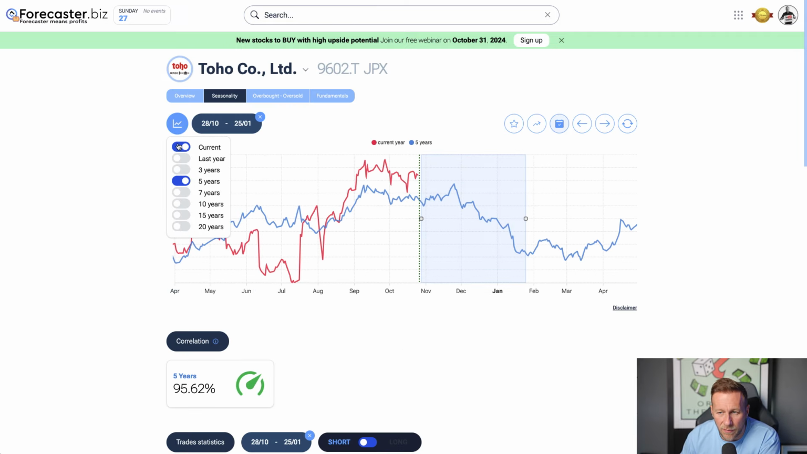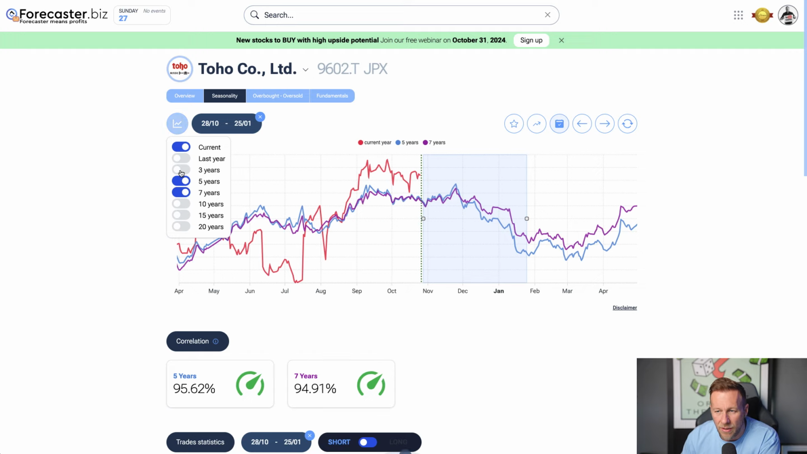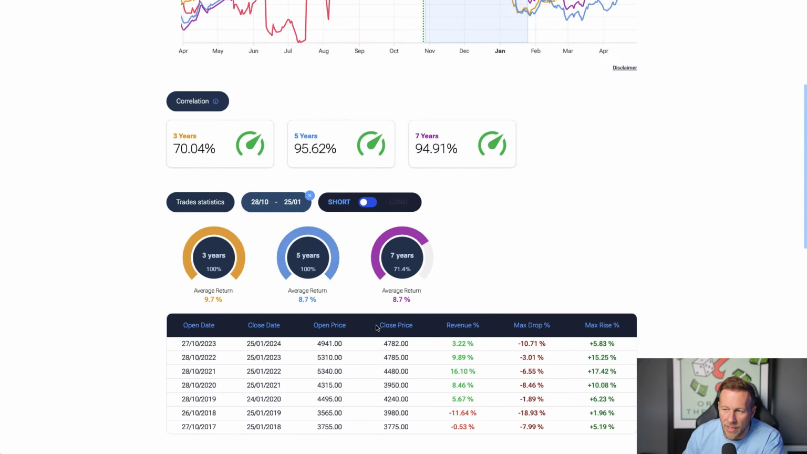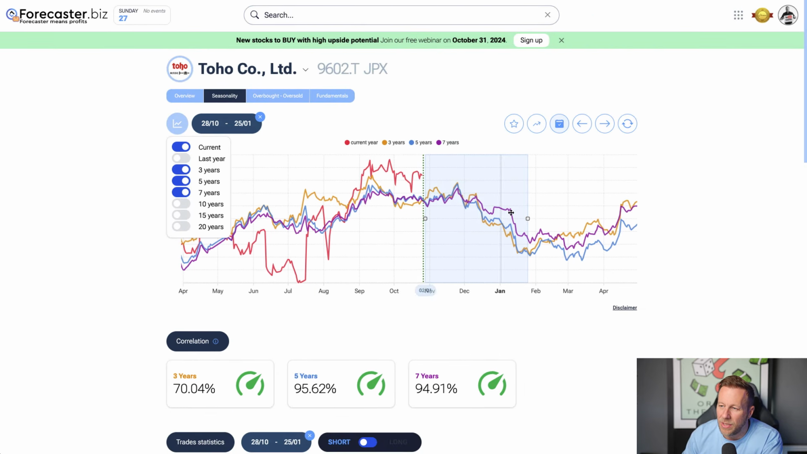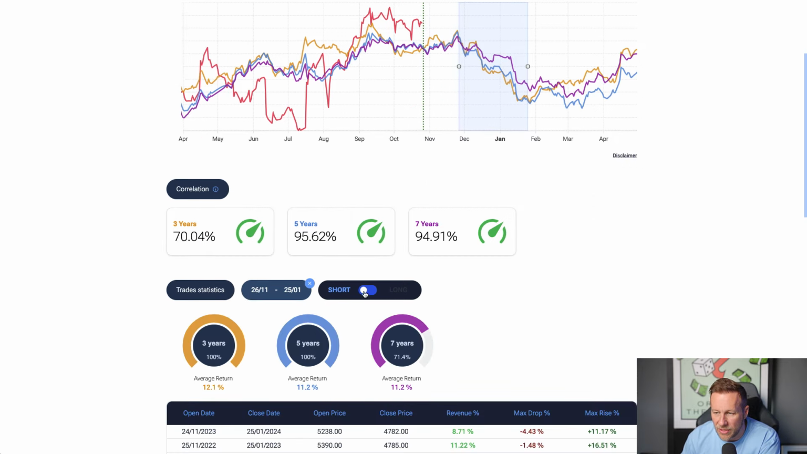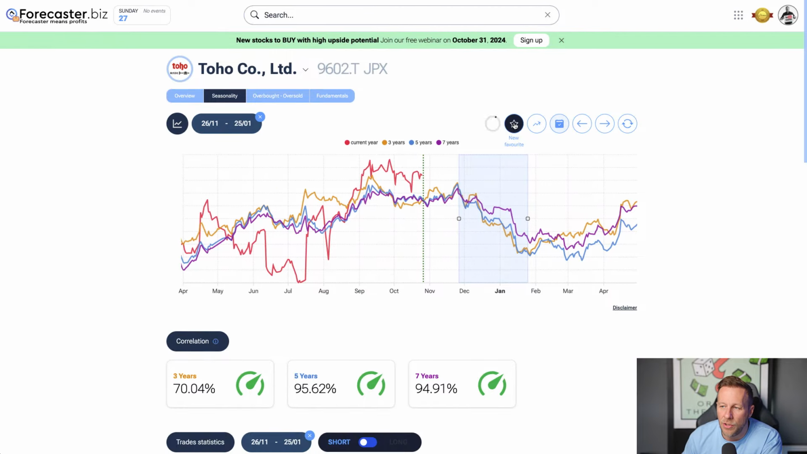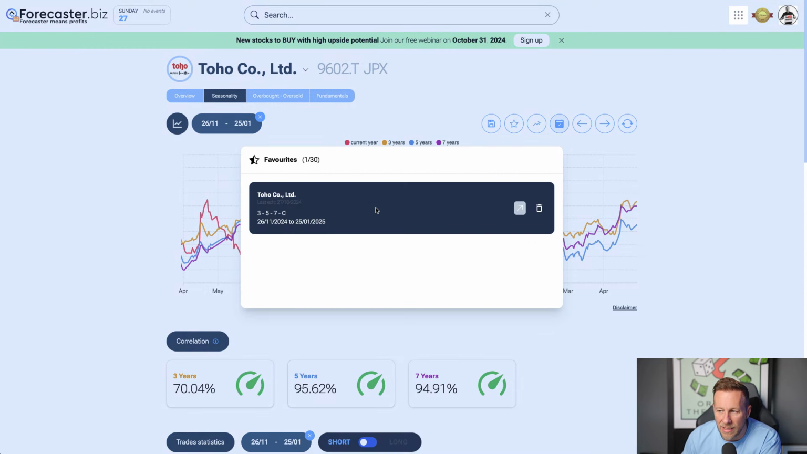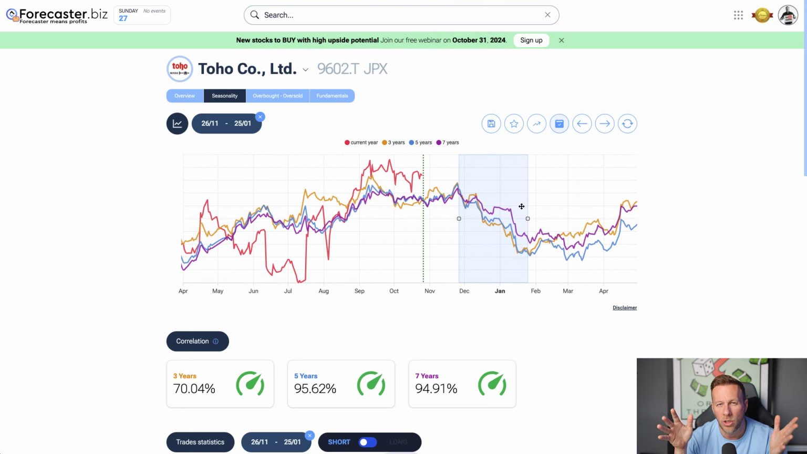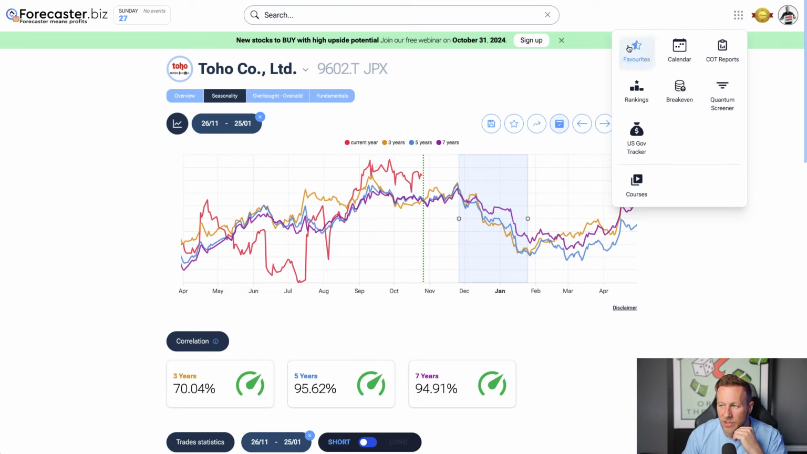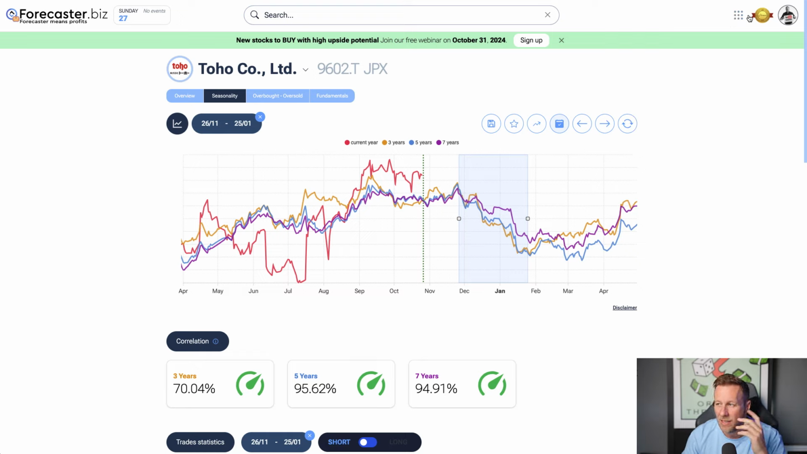And let's just say that you've done your analysis and you like the 7-year and you like the 3-year and you've got the seasonalities on there, right? And you're really looking at this, which actually looks like a great opportunity, Toho Co. You've optimized it and you're looking for short positions in this case, okay? If you just click new favorite, you can update your favorite as and when you change that. And then if you go up to here and look in your favorites, you'll see that it's there and you can just launch that straight away. So you can basically produce your own watch list and have those in your favorites so that you can just scan through all those once you've done your analysis, which is really, really cool.